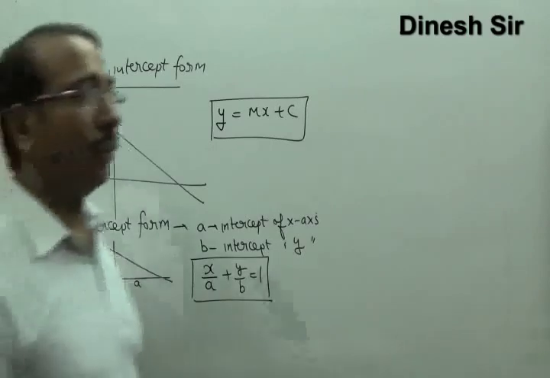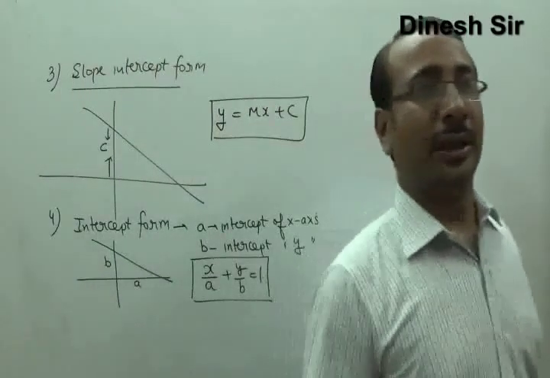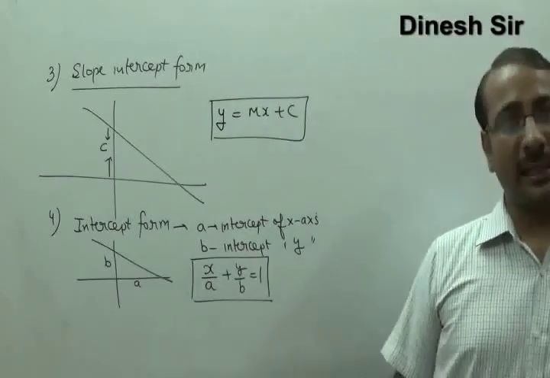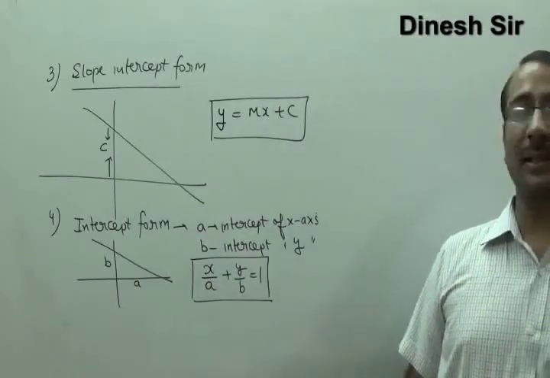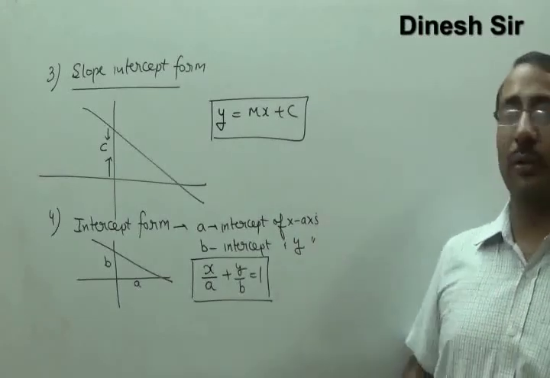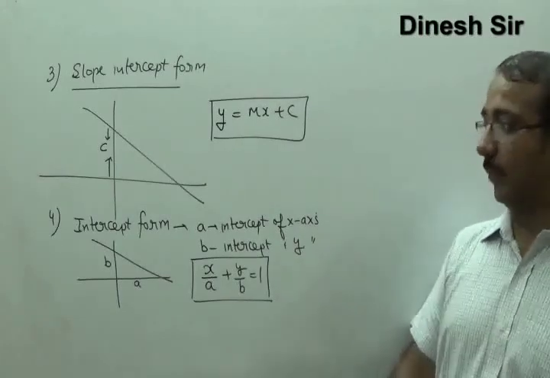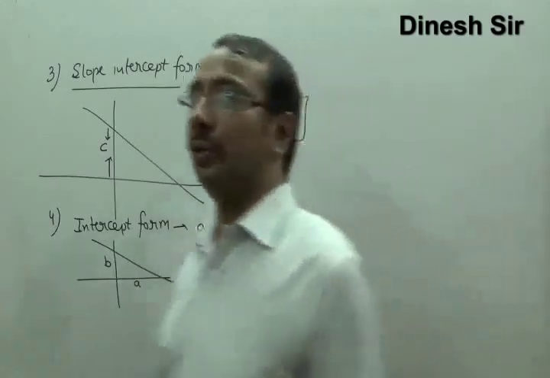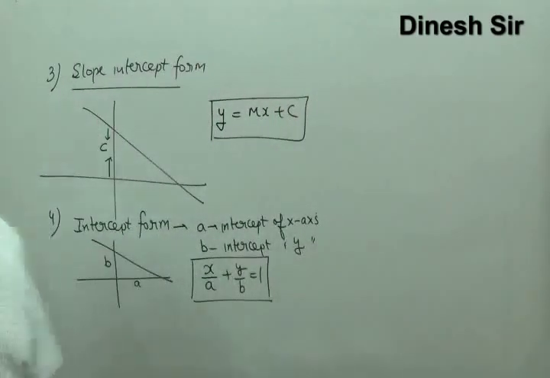Although there may be more types of questions, it may be in the +1 exam, but here we are primarily concerned with SSC and CAT. So if you know these 4 types of equations, with the help of them you are in a position to make the equation of a line.